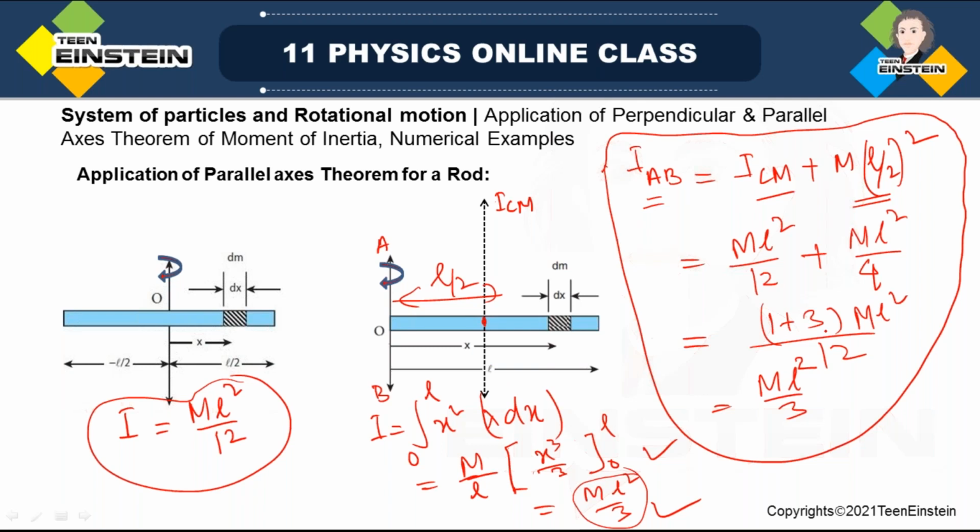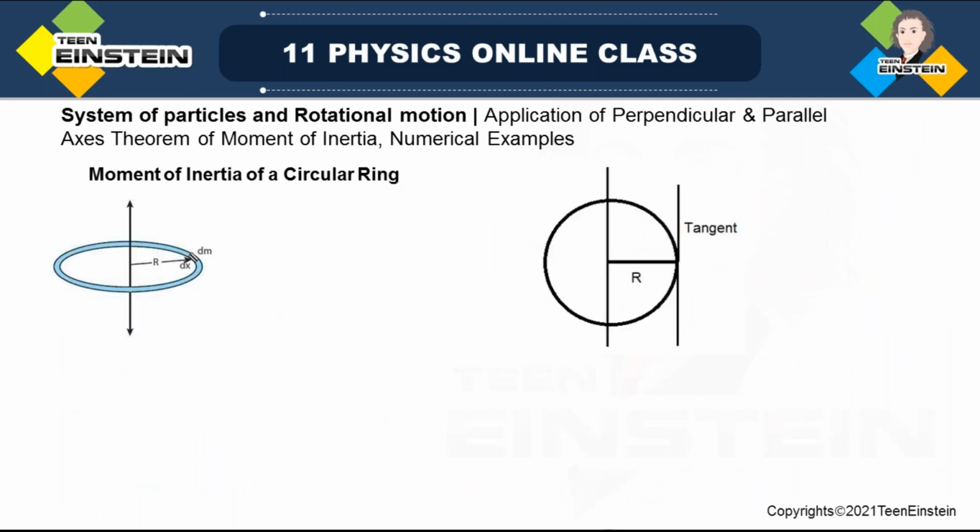This is the use of the parallel axis theorem, but we can use the perpendicular axis theorem as well to calculate the moment of inertia for different shapes, different objects. Let us see another good example. I'll now calculate the moment of inertia of a circular ring. What is a circular ring? It has mass only at the periphery of the circle, just like an engagement ring. So this ring has mass only at the periphery, and you don't have mass in between.